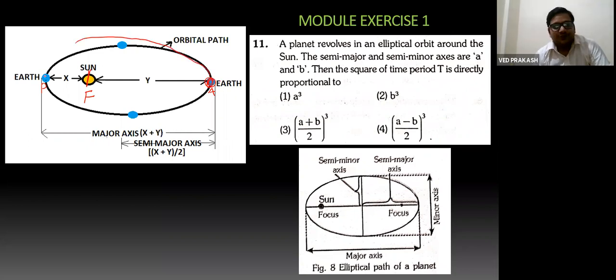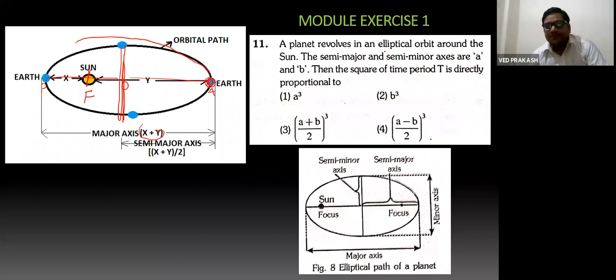And this line x plus y is known as the major axis, and (x plus y) by 2 is the distance from the center to this planet, and this perpendicular line is the minor axis.